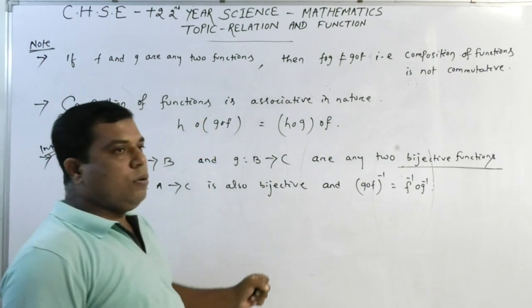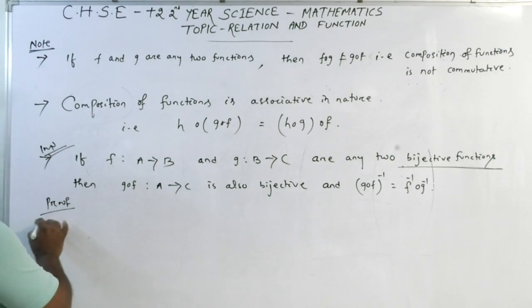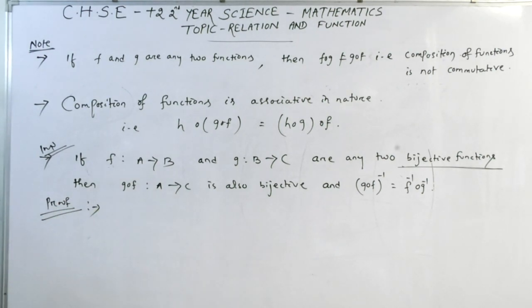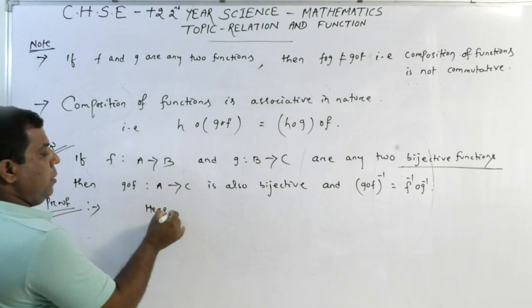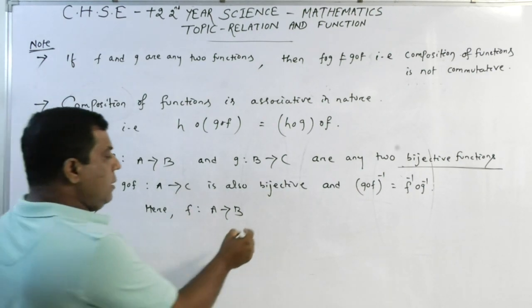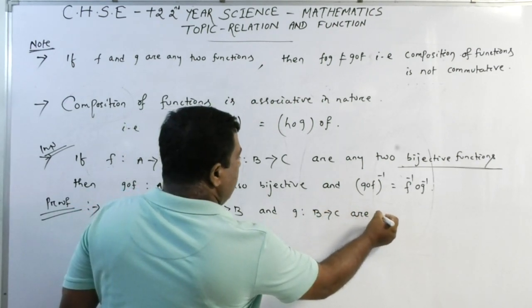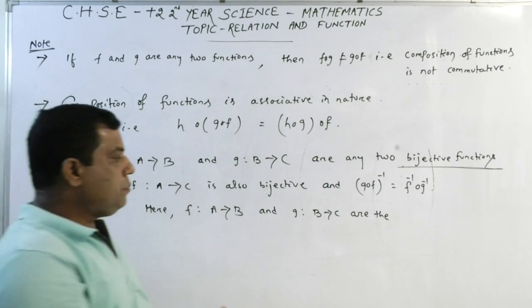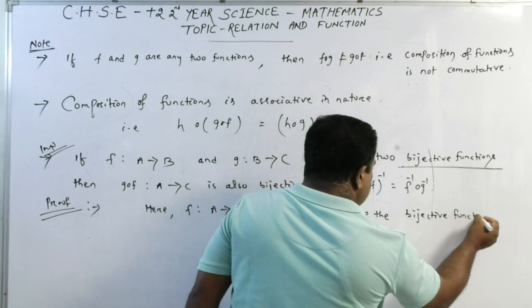So let us try to prove this result. We are going for a proof. So what is given here? Solution: here f is from A to B and g is from B to C, and they are bijective functions.